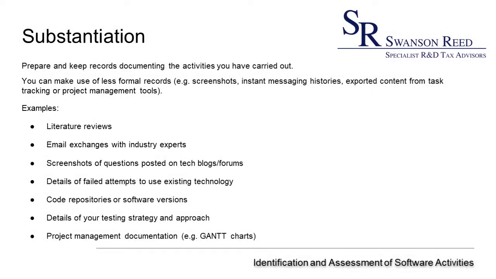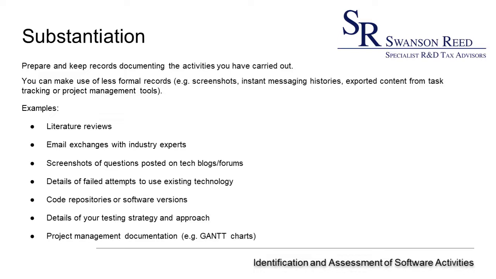Record keeping is a vital part of claiming the R&D tax incentive. Software developers may not be used to keeping extensive records, particularly if they adopt agile methodologies. However, AusIndustry expects you to keep records so that you can provide them in the case of a review. You can also make use of less formal records, such as screenshots, instant messaging histories, and exported content from task tracking or project management tools. The software guidance provides some examples of records you may keep.